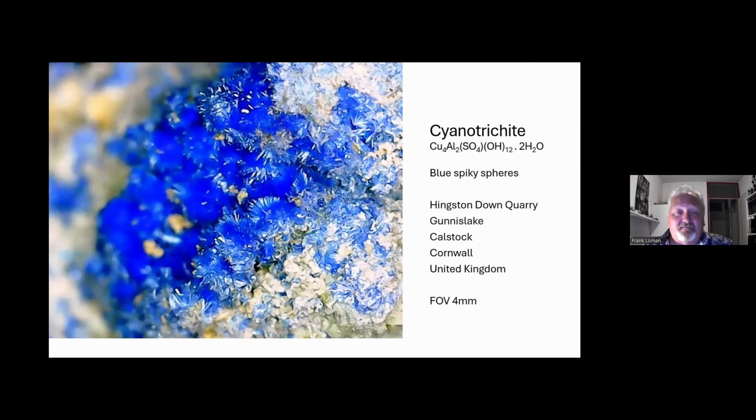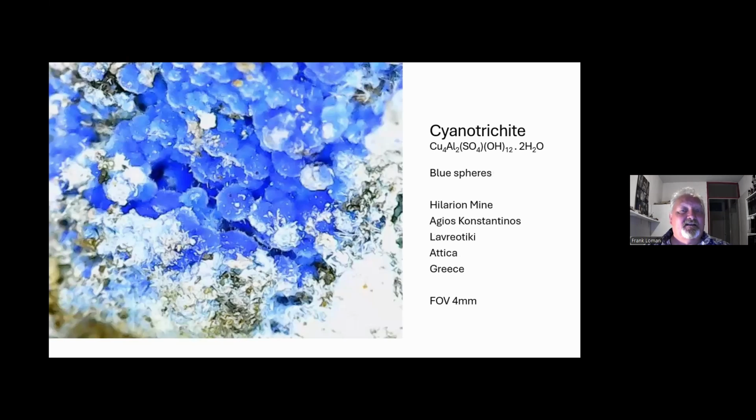Kyanotrichite. Well, kyanotrichite is another sulfate with copper in its formula, hence the blue color. And these are blue spiky spheres from the Hingston Down quarry. And this one I obtained, I think, from Richard Bell a while ago. Here we have kyanotrichite with no spikes. It's just blue spheres from Lavrion in Greece.